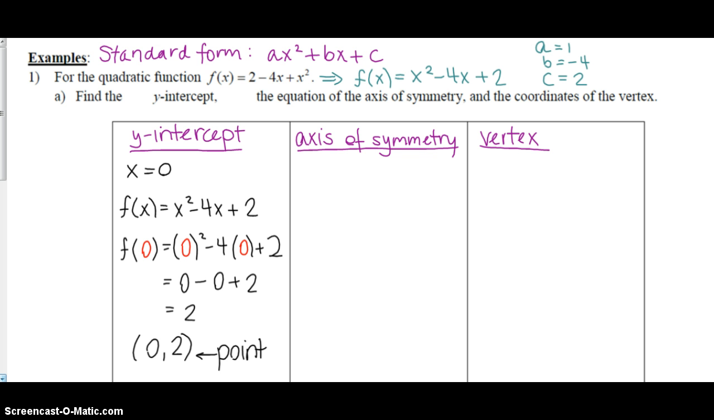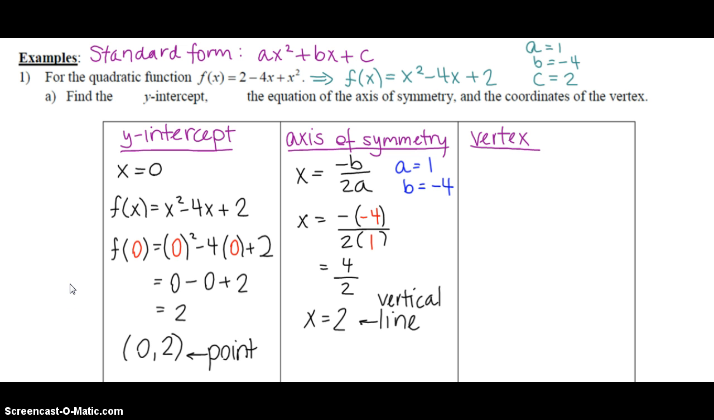Now let's try the axis of symmetry. Finding the axis of symmetry is easy once we've identified a, b, and c. Because all we're going to do is use that little formula for the equation of the line that is the axis of symmetry, x equals negative b over 2a. Plug in what we identified for b and what we identified for a. In this case, we get x is equal to 2, which is going to be a vertical line. When we graph the axis of symmetry on our parabola, we're going to show it as a dashed or a dotted line.